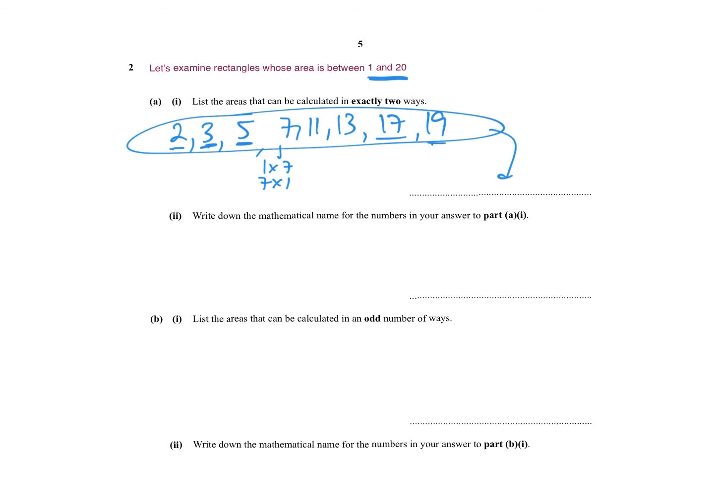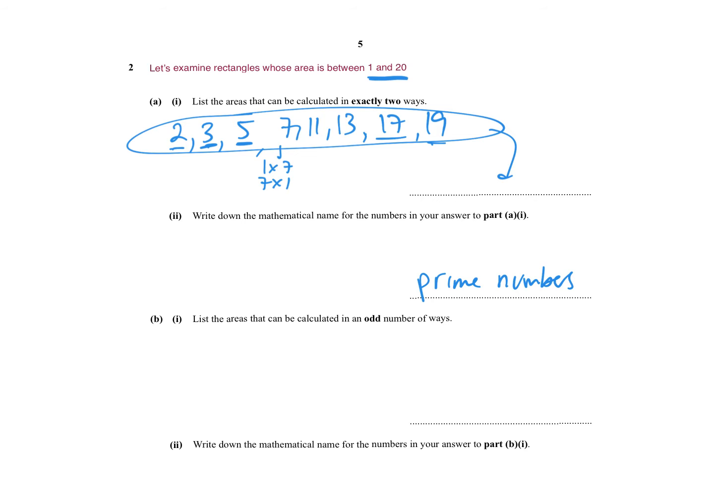And then it says, write down the mathematical name for the numbers in your answer in part A. These are called prime numbers, because they are numbers that can only be yielded by multiplying 1 and itself.